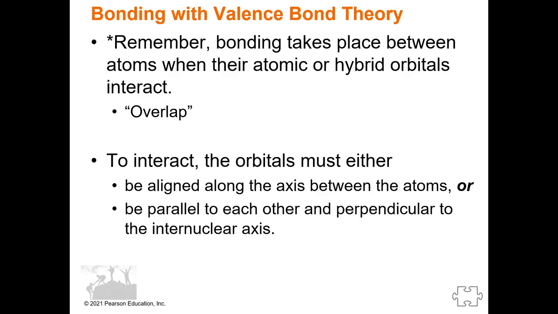Because we have this unhybridized p orbital, we're going to see two different types of overlap. We're going to see two different types of orbital interaction. So before we get to those two different overlaps, we need to know what an internuclear axis is. So think of a line that connects the two nuclei that share a bond. That is the internuclear axis. So the overlaps that we're going to see would be based on the orbitals being aligned along this axis, or they'd be situated parallel to each other, so they look perpendicular to the internuclear axis.